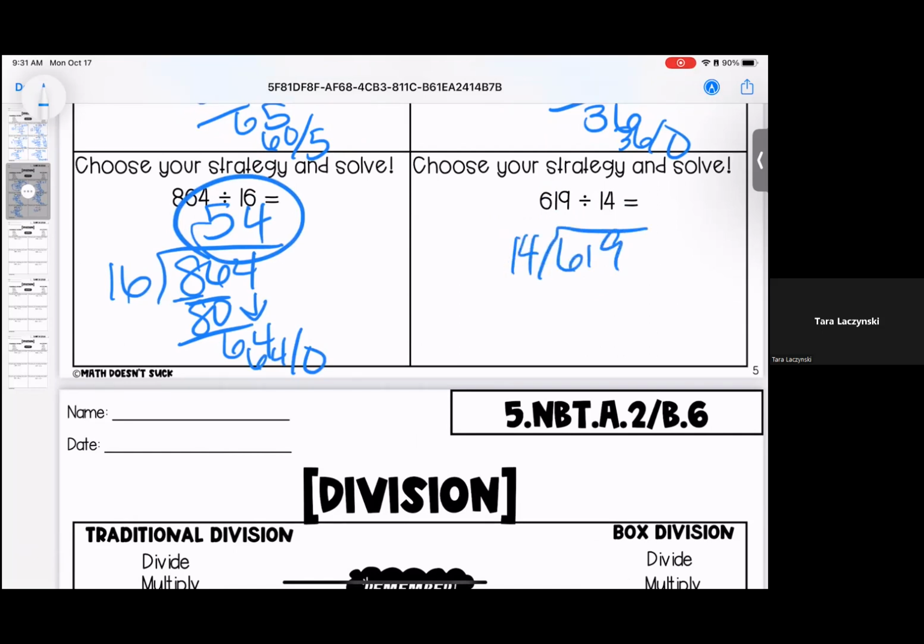619 divided by 14 is the last one on this page. You are almost on your second sheet. This is going to have a remainder. So let's see. 14 does not go into 6, but it does go into 61 4 times. 14 times 4 gives me 56. When I subtract 61 take away 56, I'm left with 5. Bring down my 9. Again, the closest I can get is 56, so another 4. When I subtract 56 this time, I'm left with 3. 44 with a remainder of 3 is my answer.